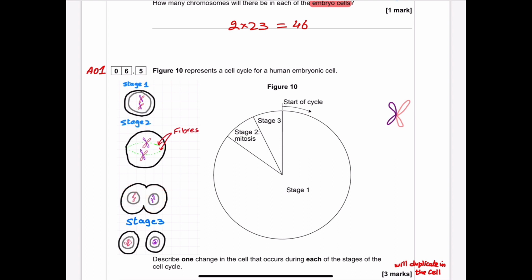In stage number 3, the cell membrane starts dividing and the cytoplasm will also divide. At the end, from one cell, we have two identical cells. Let's see the model answer.